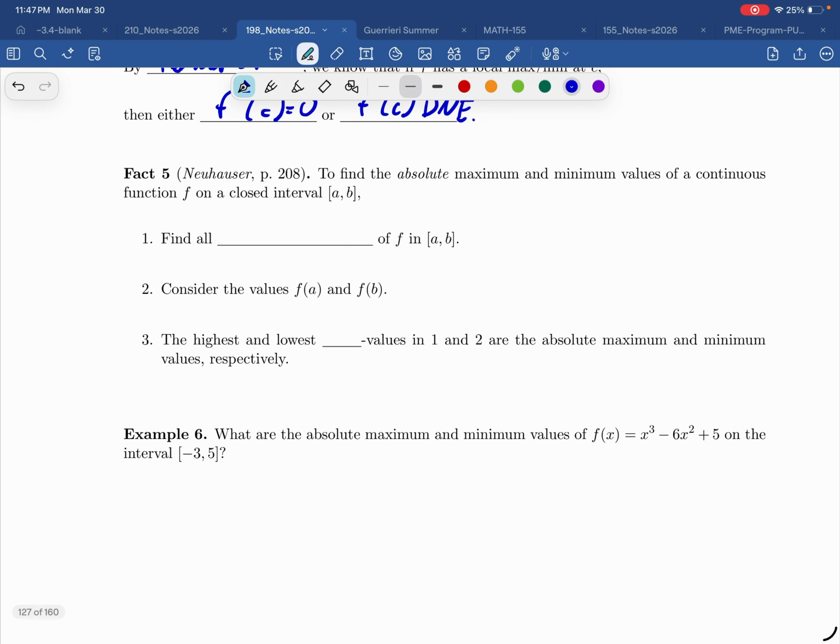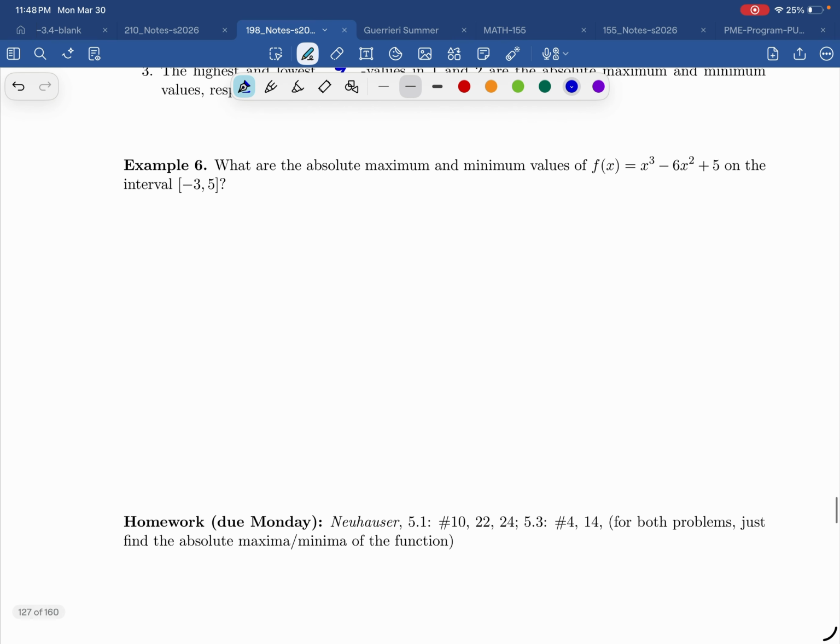So this is a technique for finding absolute maxes and mins within an interval. Okay? We're going to use local maxes and mins along with some endpoints to find absolute maxes and mins. So first off, we want to find all critical numbers of f in the interval a to b. Then we plug in a and b into f, and you choose the highest and lowest y values in 1 and 2. And whatever you get, that's the absolute max and min.